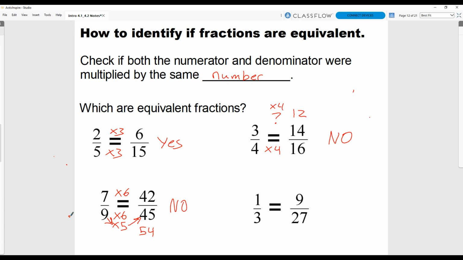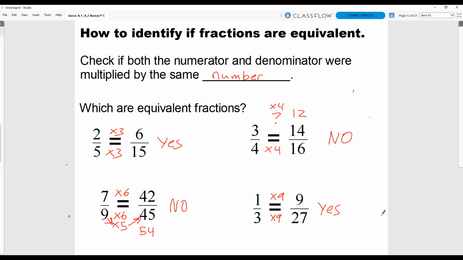All right, we'll take a look at our last one. We have 1/3, and we're checking if 9/27 is equivalent. If we take a look, 1 times 9 is 9. Now we have to check, this would also have to be times 9 to be equivalent. So 3 times 9 gets us 27. So yes, it does work. They're both getting multiplied by 9. So that would be an equivalent fraction, and we can label that as yes.